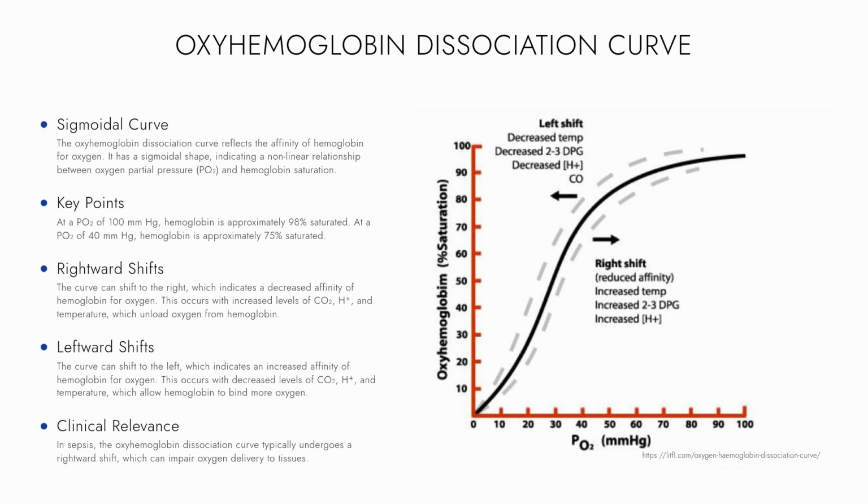In summary, a leftward shift in the curve is caused by decreased temperature, decreased 2,3-DPG, alkalosis, and carbon monoxide. This results in an increased affinity to oxygen, causing the hemoglobin to hold onto O2. A rightward shift in the curve is caused by increased temperature, increased 2,3-DPG, and acidosis. This results in a decreased affinity to O2, resulting in oxygen offloading.